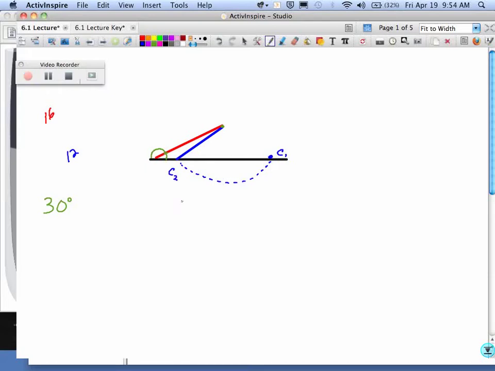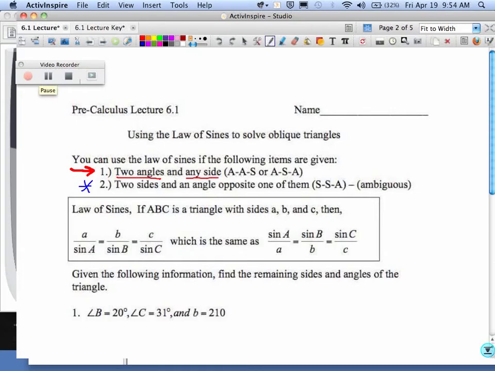In pre-calc, we spend a little bit more time talking about when that can happen. It doesn't mean it's going to happen every time, but when it does occur, you have to be able to know how to figure it out. So that is why you need to be aware of two sides and an angle opposite one of them, which is called side-side-angle. That's the ambiguous case, or the possibility of the ambiguous case.